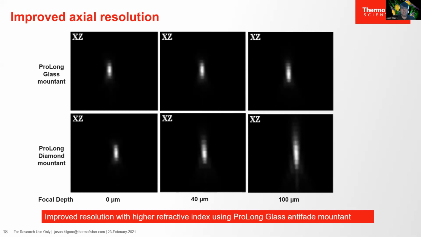And you can see a stretching instead of a round sphere. You see a stretching of the light, and the deeper you go in the tissue, 40 or 100 microns, you see it stretches out. With the older Prolong Diamond at a 1.45 refractive index, you have a much bigger stretching of that light than you do with the Prolong Glass. And that stretching means you're losing resolution in the z-axis.